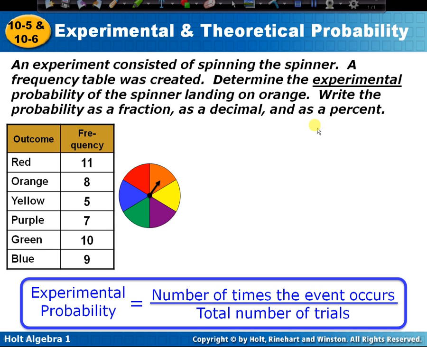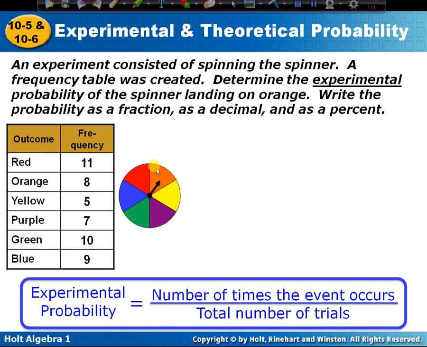Okay, so we're dealing with experimental probability here. We have the spinner, and the spinner has been spun, and we have a table of data. So you do actually need to write the table of data. I need you to write the table: red, orange, yellow, purple, green, blue, and write the frequency. For red, it was 11 times. It landed on red. Orange, it was 8, yellow, 5, purple, 7, green, 10, and blue, 9.